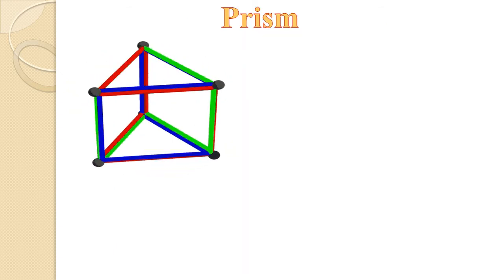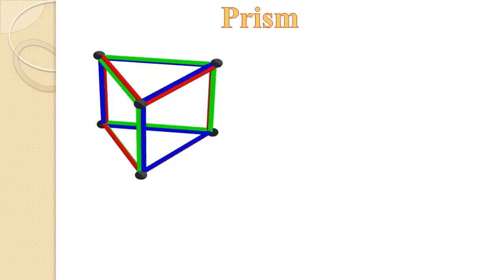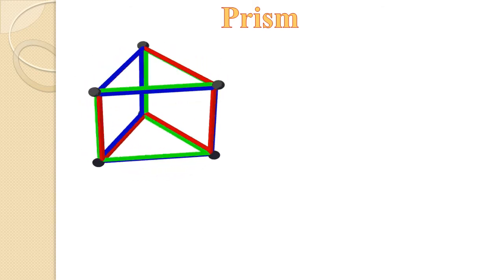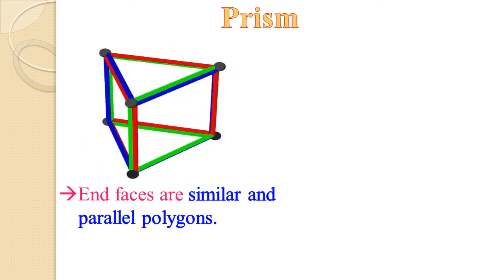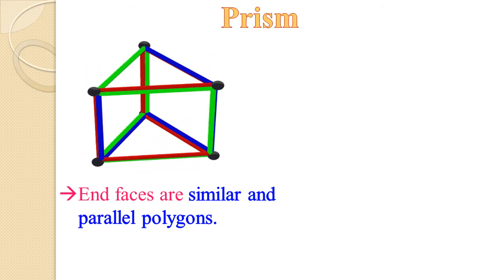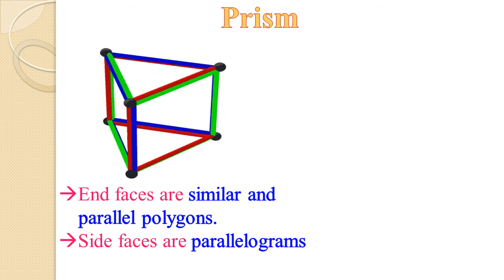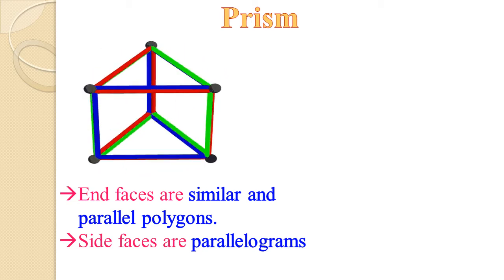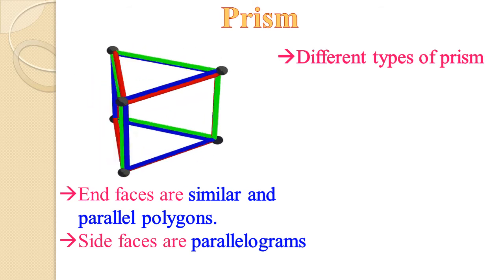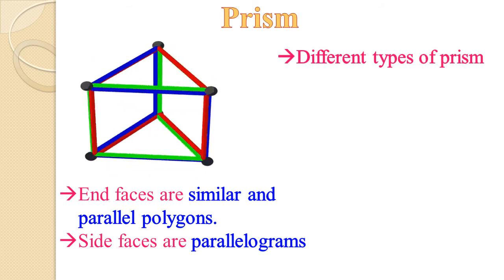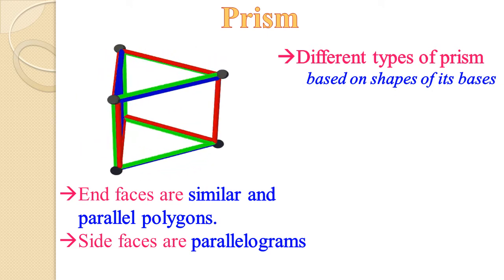So now coming to prism. So a prism is also a geometrical figure. It has two end faces. So end faces are similar and parallel polygons and the side faces are parallelograms. A prism has different types.